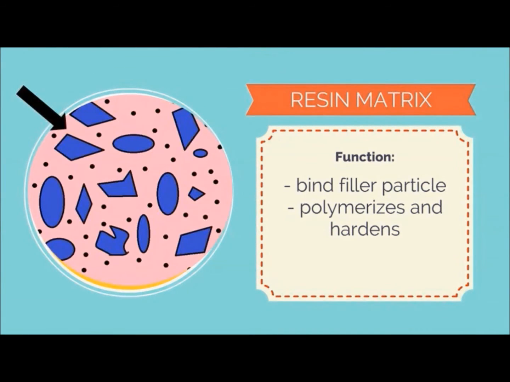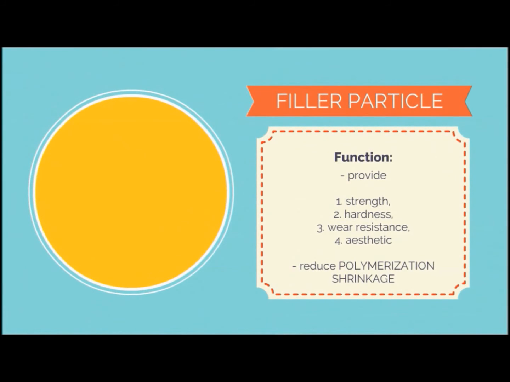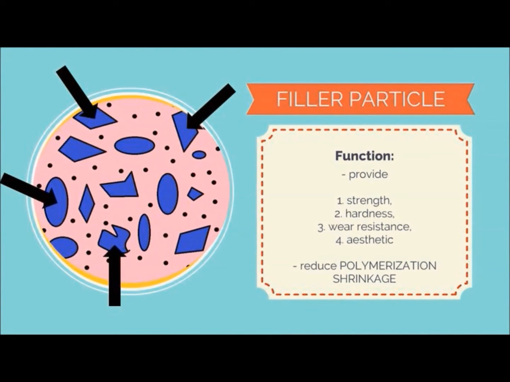The resin matrix functions to bind filler particles together. It will later polymerize and cause hardening of the material. Filler particles consist of crystalline quartz and silica glass. It is the component that provides strength, hardness, wear resistance, aesthetic and radiopacity characteristics of composite resin. Most importantly, it reduces shrinkage during polymerization.